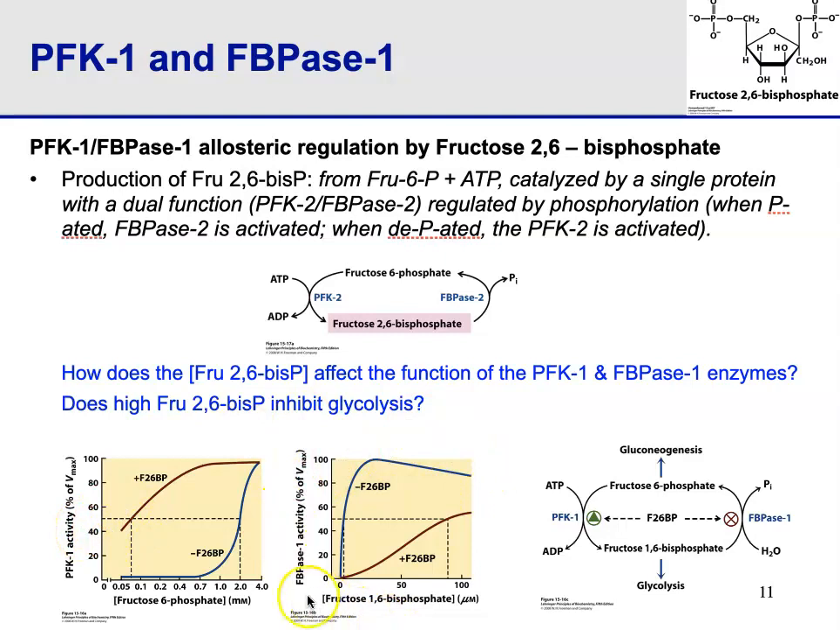Now let's look at the other graph. This is FBPase1 activity with respect to increased concentration of its substrate, which is fructose 1,6-bisphosphate. In the absence of fructose 2,6-bisphosphate, we see a very steep activation of FBPase1 with an increase of fructose 1,6-bisphosphate. In the presence, we see severe inhibition of FBPase1 activity. So based on this graph, we can conclude that fructose 2,6-bisphosphate inhibits the function of FBPase1, meaning that it inhibits gluconeogenesis. As a matter of fact, fructose 2,6-bisphosphate acts almost as a coenzyme for PFK1, because in the absence of it, PFK1 is virtually inactive.